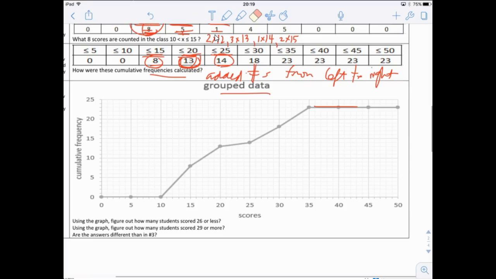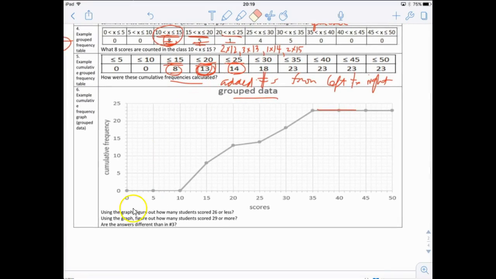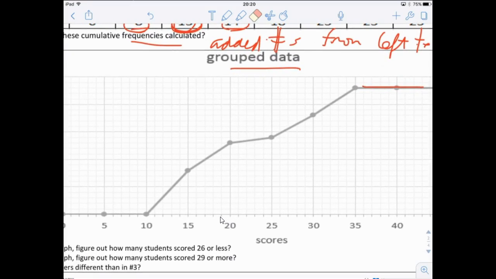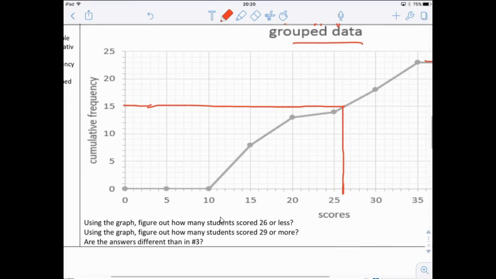Now, we still haven't figured out why this is better, but let's go ahead and answer these questions and maybe we can figure it out. Okay, using this graph, figure out how many students scored 26 or less. So the way you do this is the same way you did the other one. You're going to draw a line at score 26, and then you're going to go up, and you see it hits the line there, and then you're going to draw a horizontal line until you get to the corresponding frequency number here, which is 15. So how many students scored 26 or less? I would say 15. Okay?